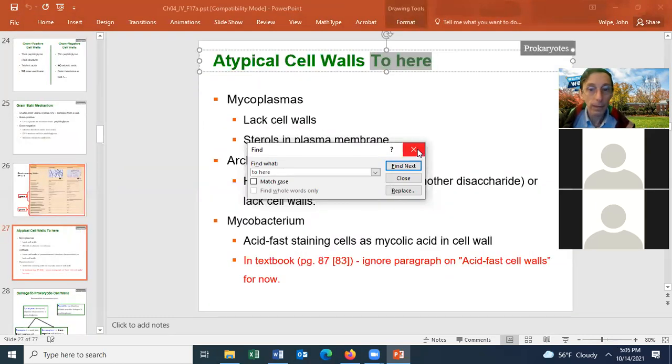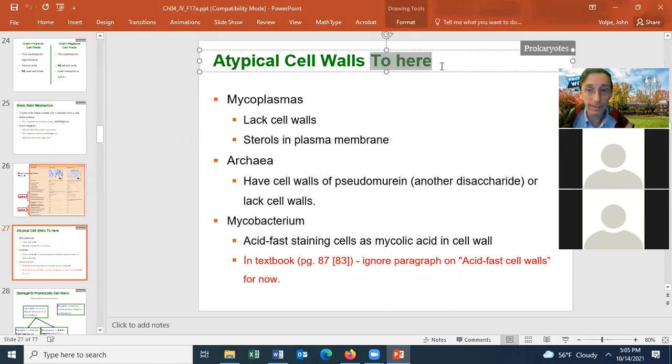So we had talked about the atypical cell walls. Is that correct? The genera Mycoplasma and Mycobacterium have atypical cell walls in the domain Bacteria. The Archaea are a different domain, and they have different cell walls as well. Realize the Mycoplasmas don't even have a cell wall.